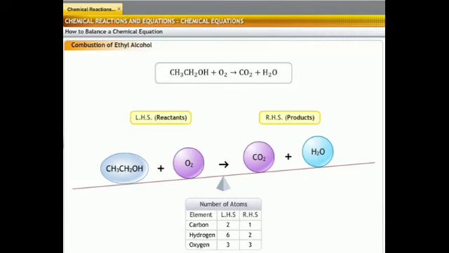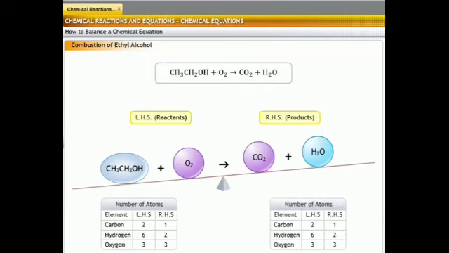So count the number of atoms: number of carbon, number of hydrogen, number of oxygen. There are 3 elements. Carbon on the left side is 2, on the right side it is only 1. Number of hydrogen atoms is 6, on the right side it is 2. Oxygen atoms on both sides are equal. So first we will balance the carbon atoms.